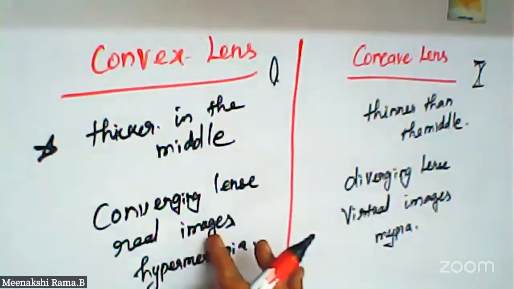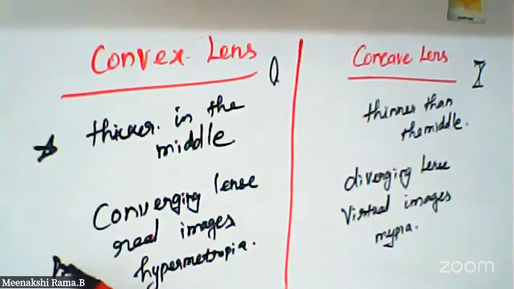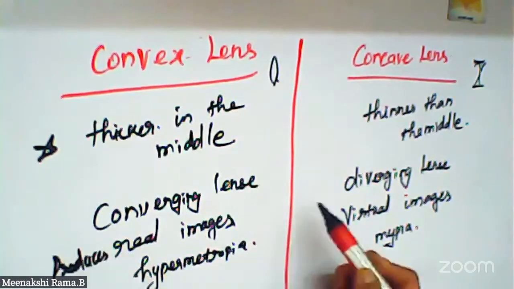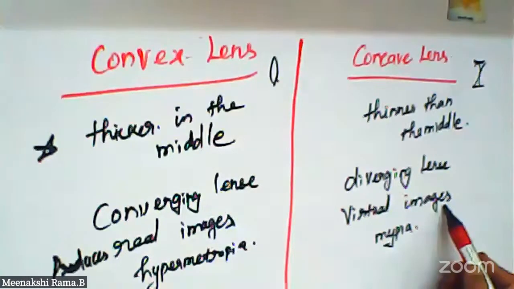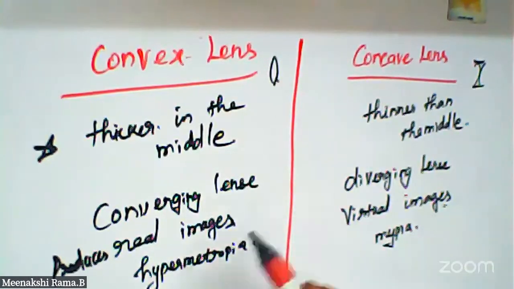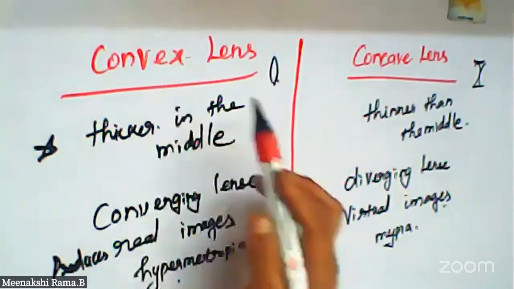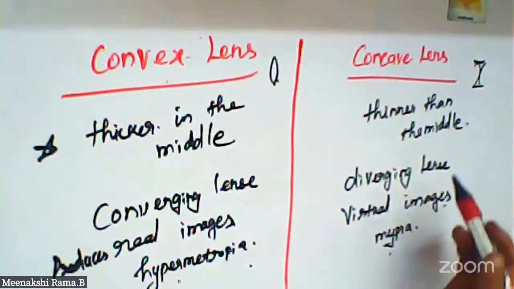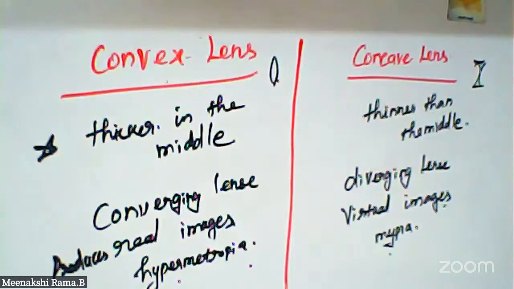It produces real images. It produces virtual images. For hypermetropia treatment, we use the convex lens. For the myopia defect, we use the concave lens. Okay. So these are all the main differences between concave and convex lenses. These are very important questions in this optics lesson also. Okay.